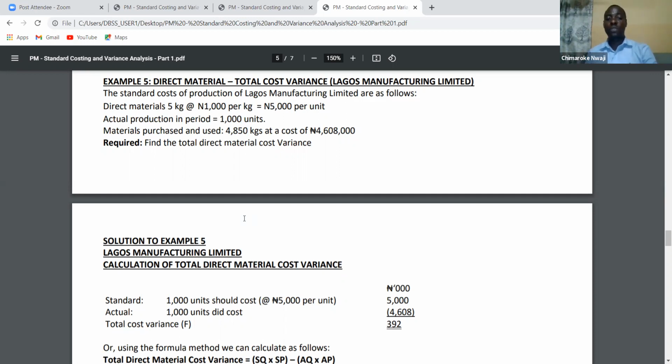Actual units now, which is 1,000 units, should cost us how much? Our standard price for actual units now, a standard price is 5,000 naira. So if you multiply 5,000 naira by 1,000 units actually produced, it means 5 million. Now, how much did the 1,000 units actually cost us? We are told in the question 4,608,000. And so your total cost variance is simply 392,000.